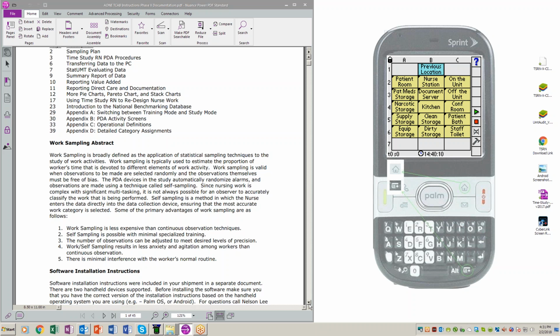When the PDA alarms, the nurse enters 4 things. Where did I come from? Where am I at? What am I doing? Can this task be done by another lower skilled resource? It takes between 10 and 15 seconds for the nurses to enter these 4 things on each alarm.